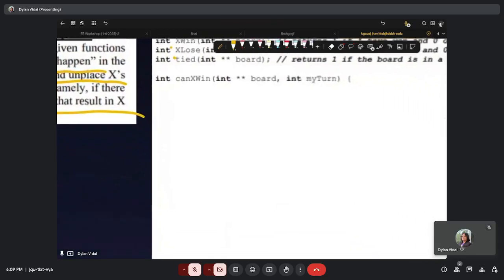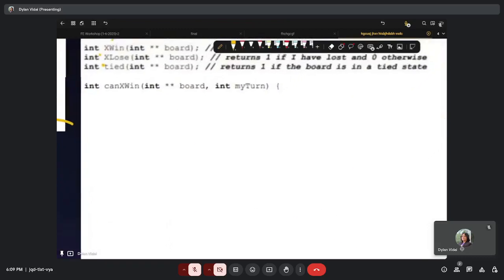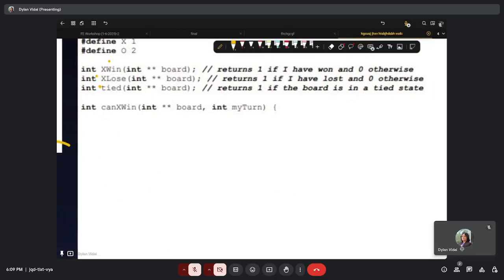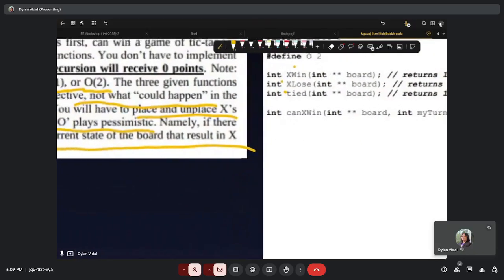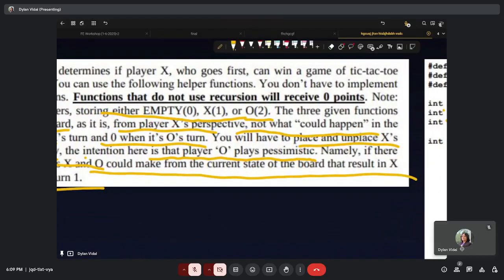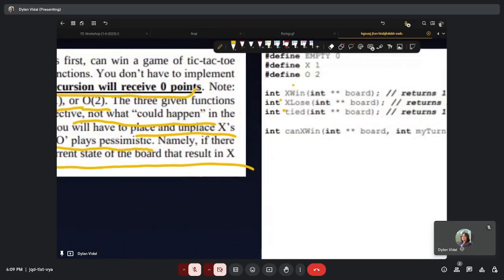Or you could think of it this way: if you check every single possibility going from the current board, then we could find if X is going to win, if X is going to tie, or if X is going to lose. Basically, if you have to check every single possible variation, you could think of it as a permutation question. And one more thing we have to consider, they put it nice in bold and underline, because this is probably not that hard to do in a for loop, right? Functions that do not use recursion will receive 0 points.